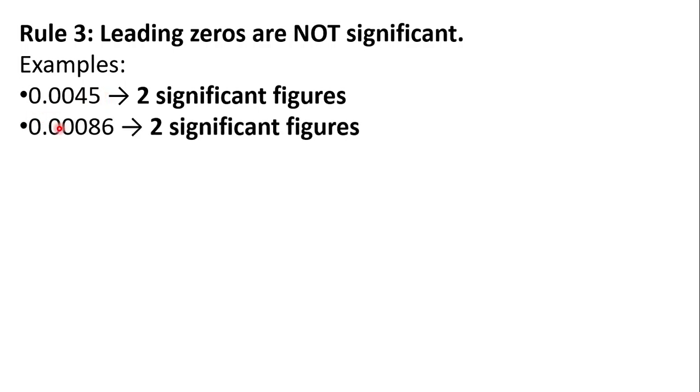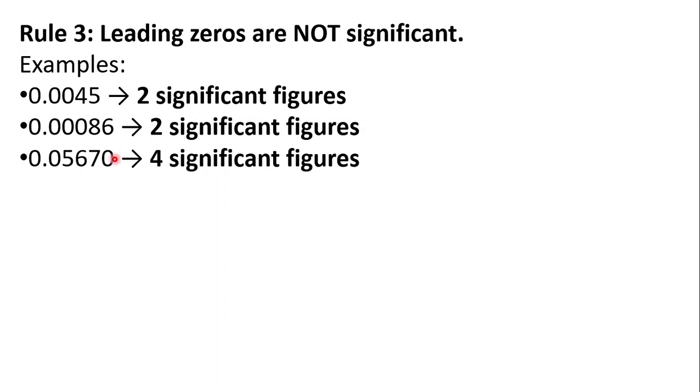A number such as 0.00086 has two significant figures. So the first four zeros are not significant. 0.05670 has four significant figures, 5670.